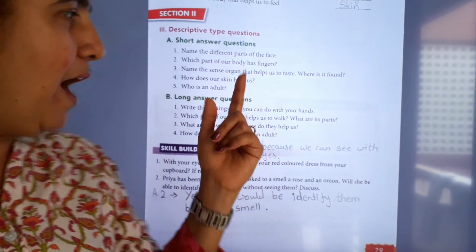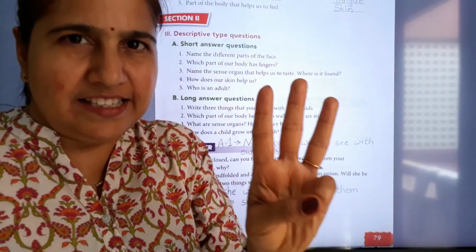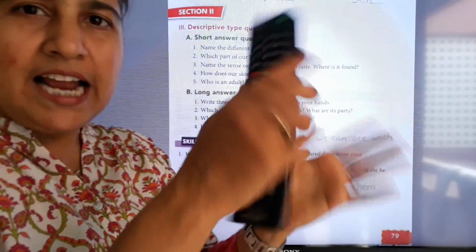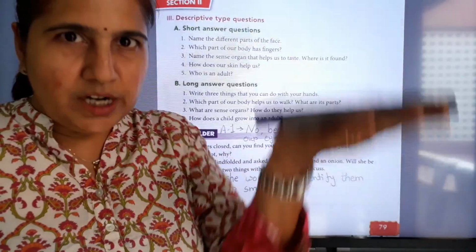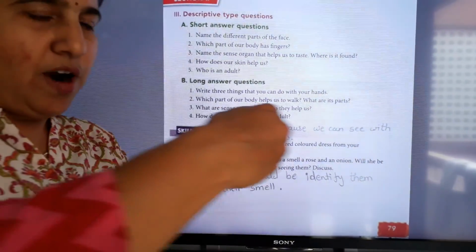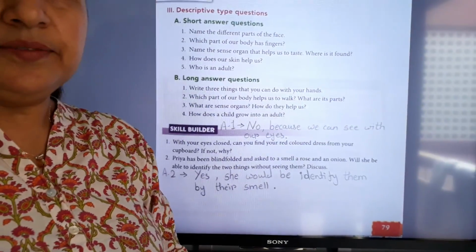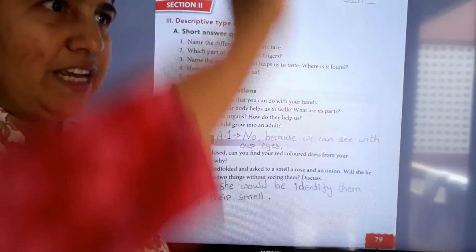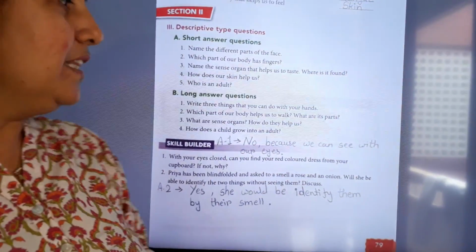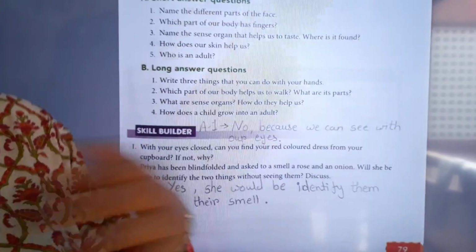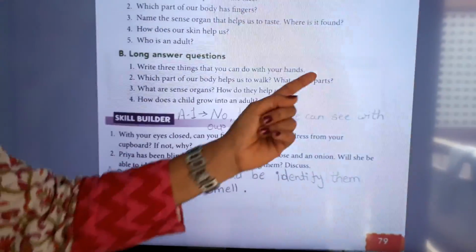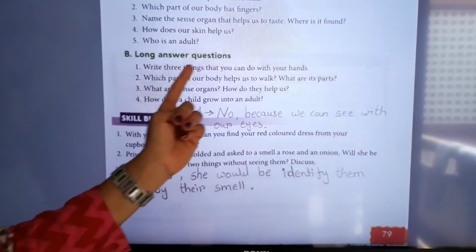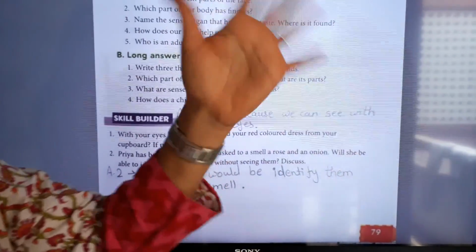You have to write only 3 things that we can do with our hands. We can hold things, we can write, we can eat, we can do our homework, we can paint, right? These are different things that we can do with our hands.